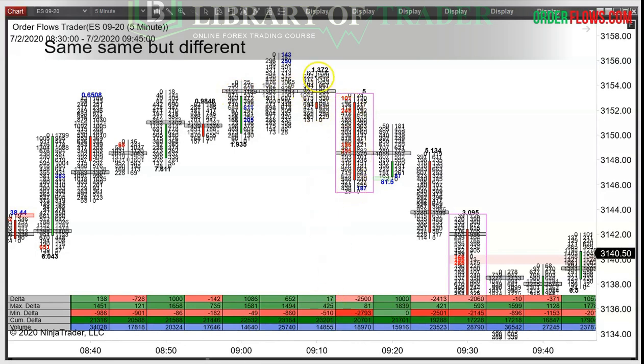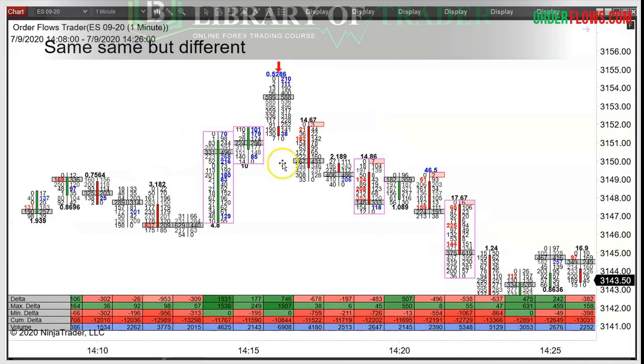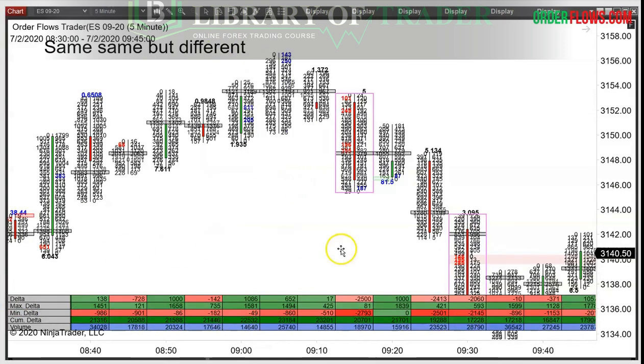You got small delta in this red bar right after the high. Delta is 17, which is nothing. It might as well just be minus 17. Then the next bar, boom, big negative delta, 2,500, and the market sells off right down below 31.40. Here, it sells off from the 31.50 area down into the low 40s. There's a difference: this is a 1 minute chart and that is a 5 minute chart. But it's the same reaction, and the order flow is kind of similar.